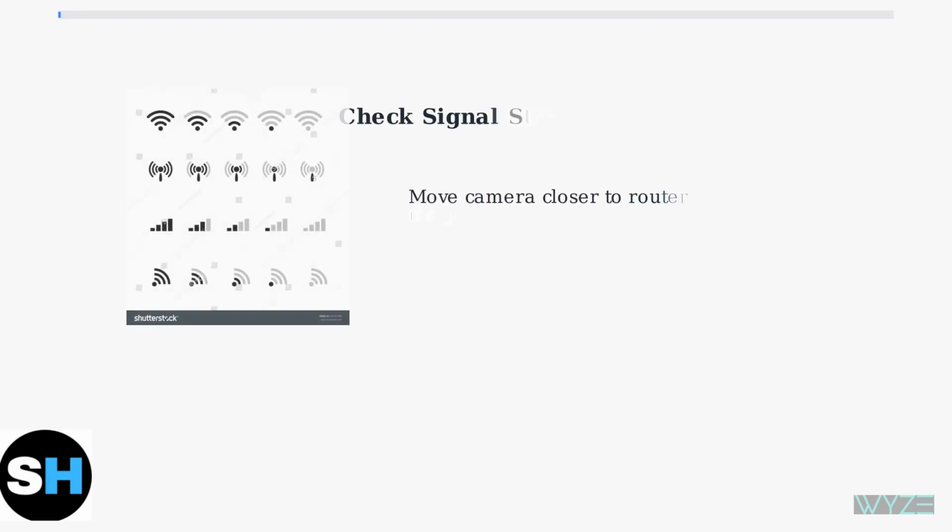When your Wyze camera won't connect to Wi-Fi, there are several troubleshooting steps you can take to resolve the issue. Let's walk through the most effective solutions. First, check your Wi-Fi signal strength. Weak signals are a common cause of connection problems.